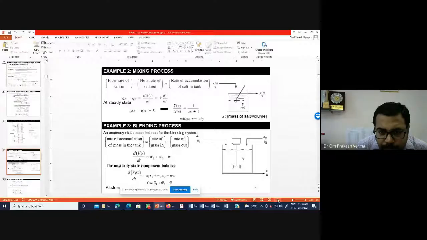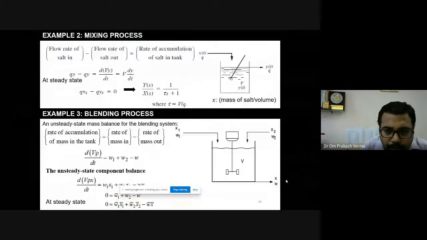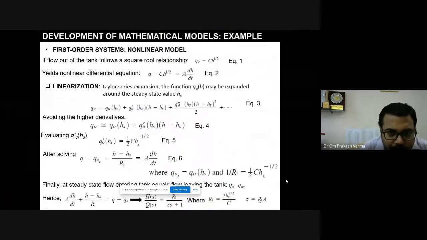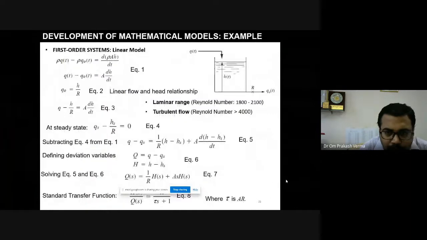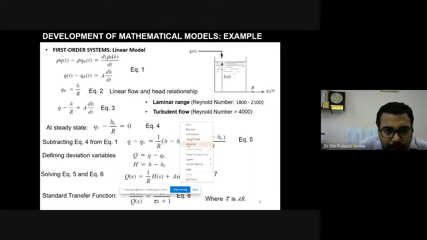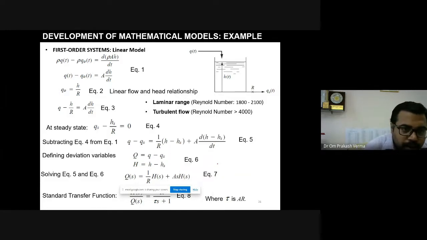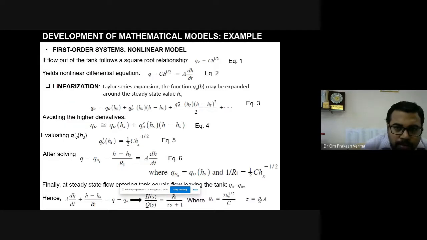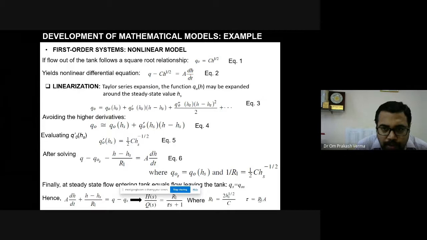So in the previous class, we have seen the model of the single tank system. We have considered the linear valve, where the valve is related to the level of the tank by Q naught is equal to H by R, right? And then we have seen the non-linear valve, whose characteristic varies like a root over H, that is Q naught is equal to C H power 1 by 2, right?